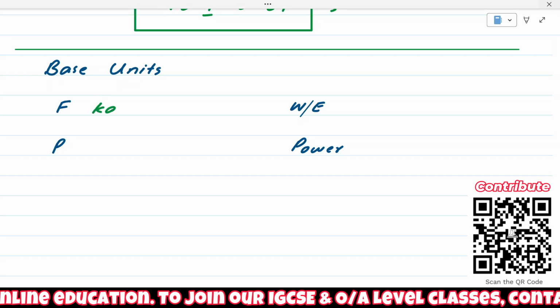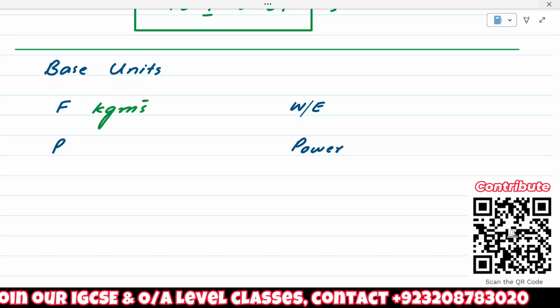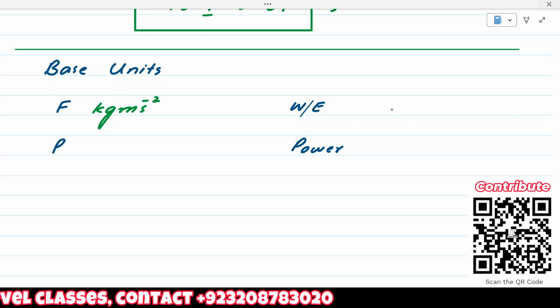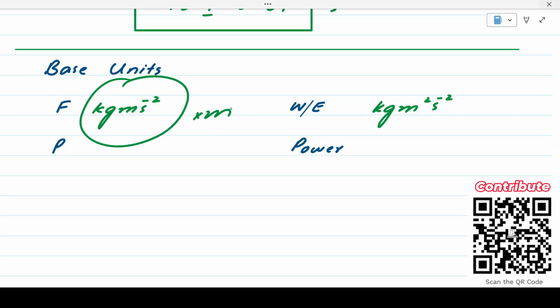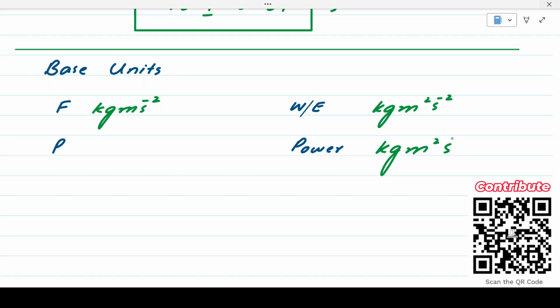Force is always kg m s^-2. Work, power, energy is kg m^2 s^-2. How? Because work is force into distance. If you multiply force by distance, which is meters, you automatically get kg m^2 s^-2. Power would be work over time, so this further divided by second would give s^-3.